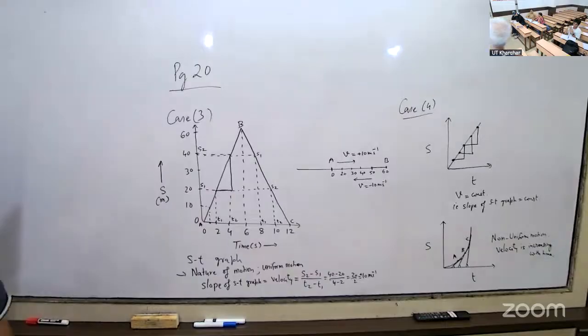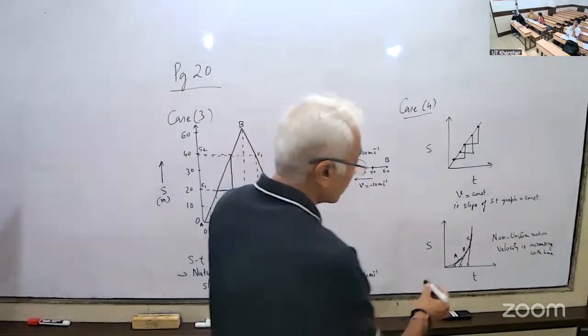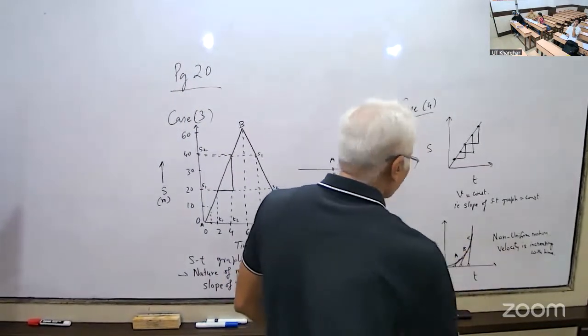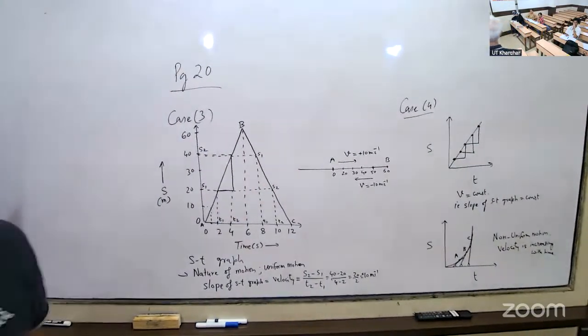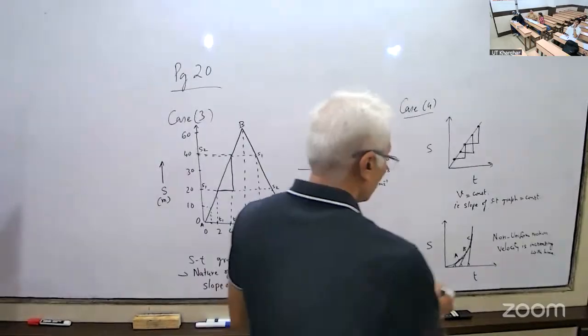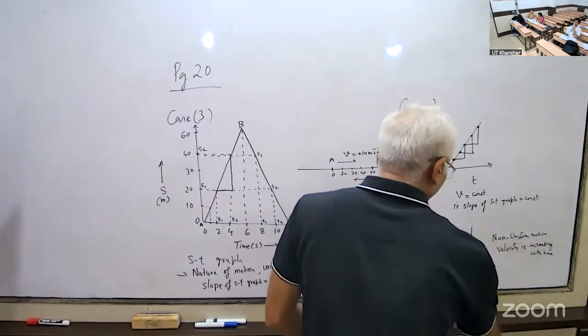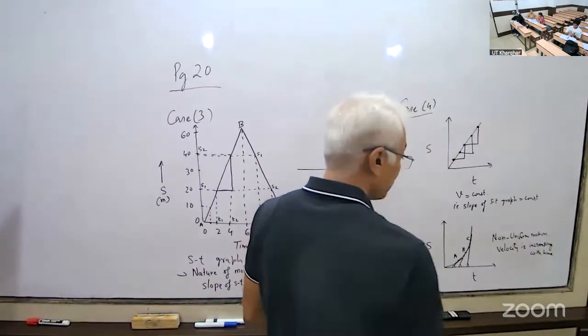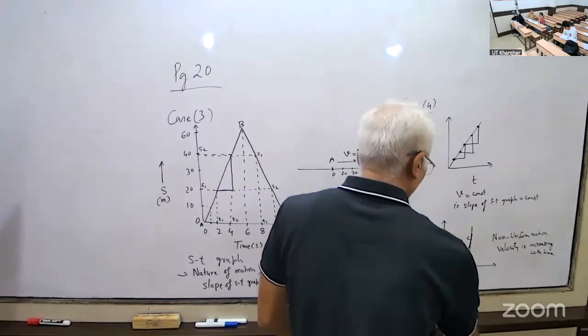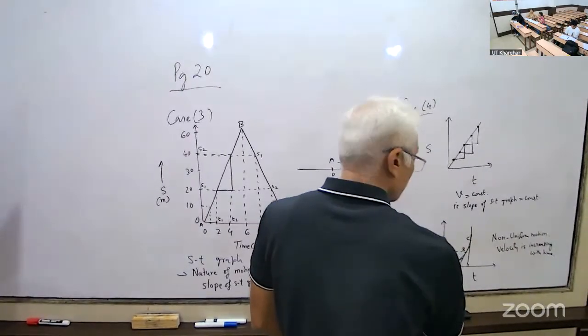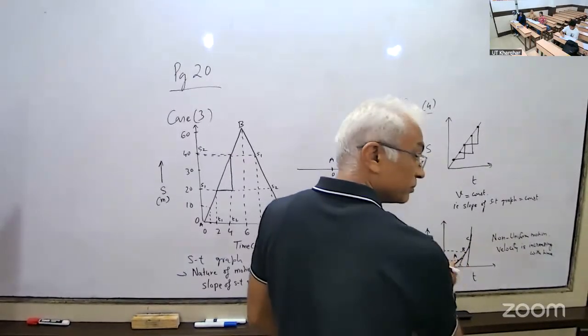Now, how do we calculate velocity between any 2 points on the curve? How do we calculate velocity between any 2 points on the curve? यहाँ पे A और B के बीच का velocity निकालना है, average velocity. This becomes x2. This becomes x1. What is x2 and x1? Value of displacement at different points.